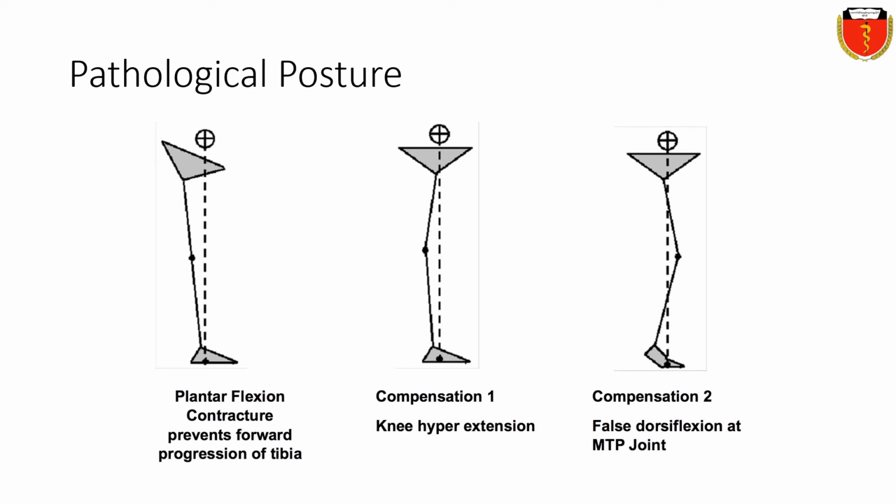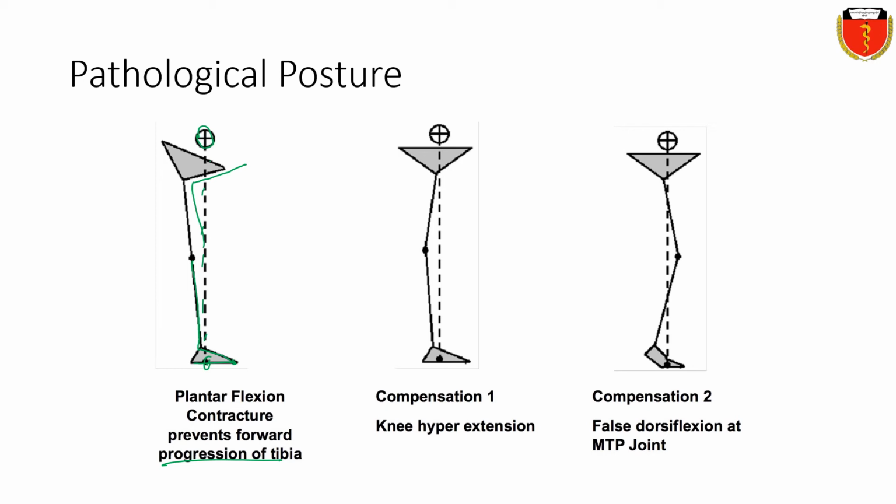So this would be the pathological posture if the patient has a plantar flexion contracture, when the patient stands with the foot flat on the floor. This will prevent the tibia from progressing forward, which means that the tibia cannot be in the vertical position as in normal people. So it would lean posteriorly. In order to compensate for this, the patient can bend the trunk forward, which means they maintain the center of gravity over the base of support, or they can do knee hyperextension, because if they don't, the center of gravity will fall posteriorly.